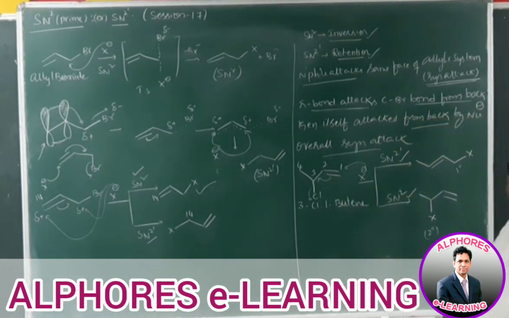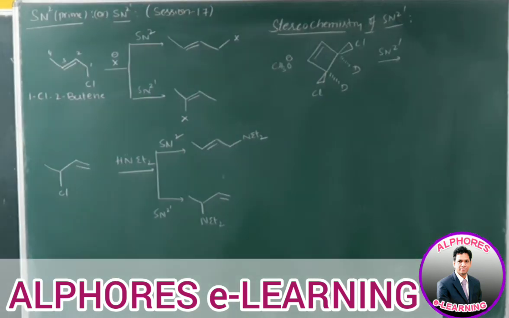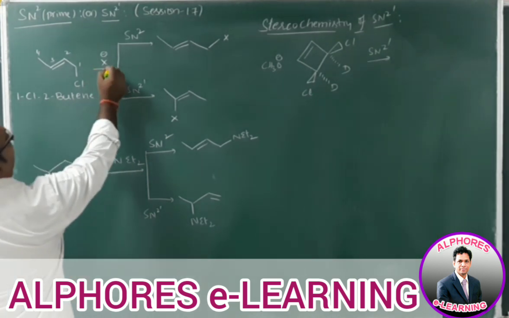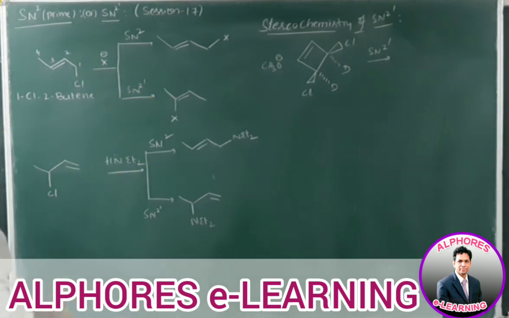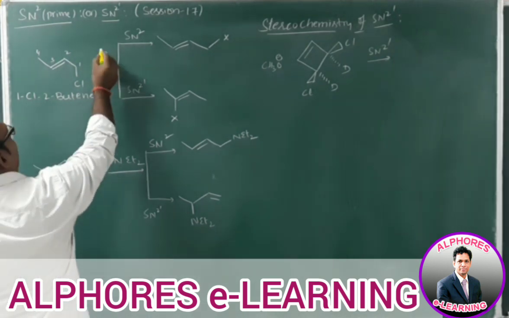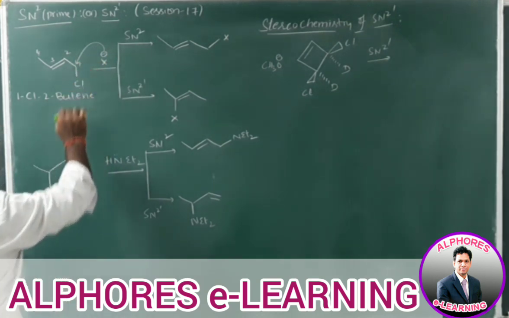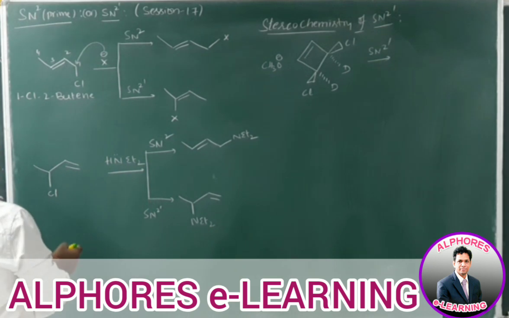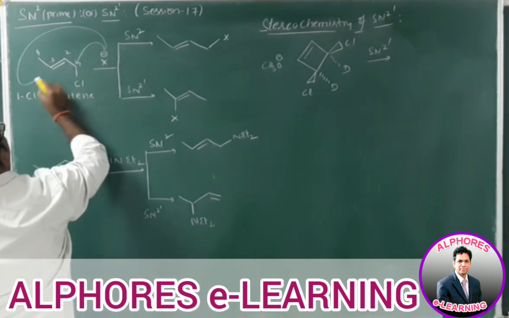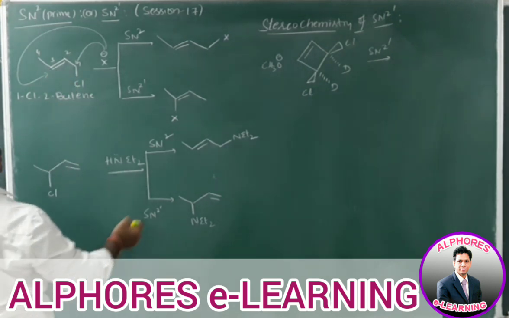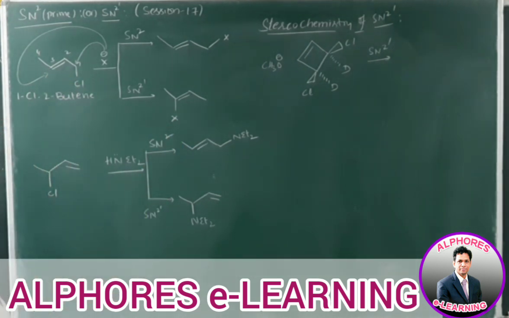Let us consider one more example. When I consider 1-chloro-2-butene as an example with X-, generally we are expecting two products here. One is SN2, another one is SN2 prime. In case of SN2, X- approaches from the rear side with respect to the leaving group, and we get a product like this. And in case of SN2 prime, X- has to approach the same side with respect to the leaving group, and we get this SN2 prime product.